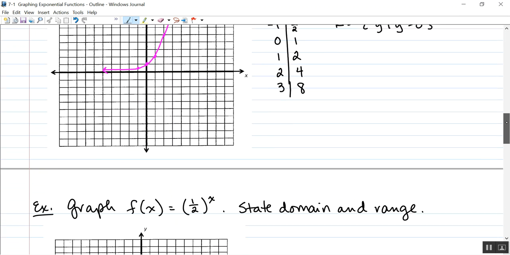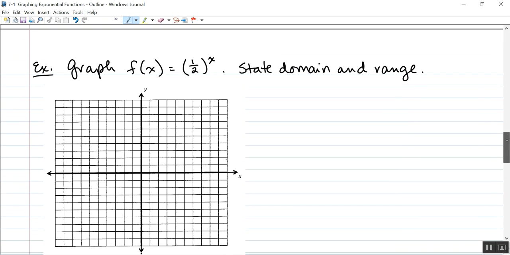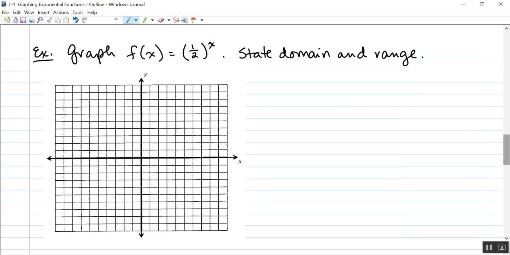Let's take a look at another example here. Here we need to graph f of x equals 1/2 to the power of x, and again state the domain and range. This is going to be exponential decay because my base, my b, is 1/2. And again, let's make a table of values. I'm going to use negative 1, 0, 1, and I could actually even use 2, is not too bad. So my y-intercept is going to be 0, 1.